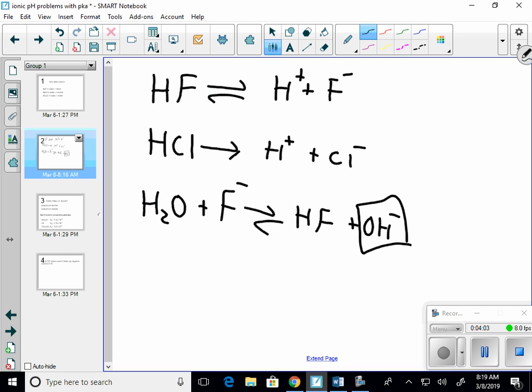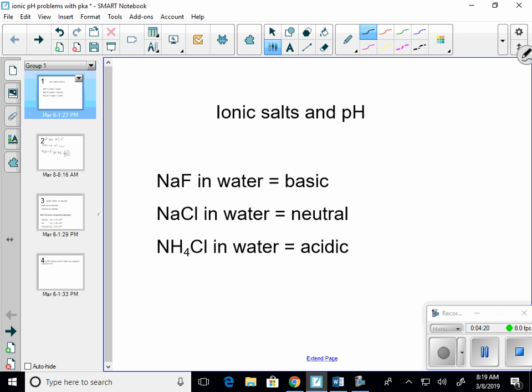HCl cannot do that. Chlorine does not have the option of the reverse reaction when you look at this. So chloride ion is not going to react with the water to make the hydroxide. The other example I give on here is ammonium chloride. Well, I already know the Cl isn't going to do anything in water, but the ammonium can.